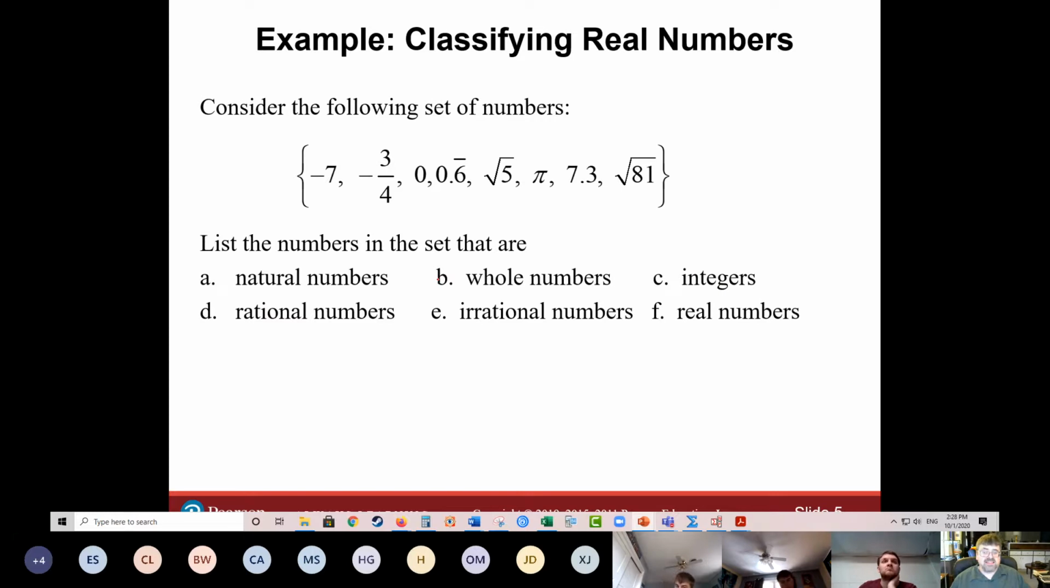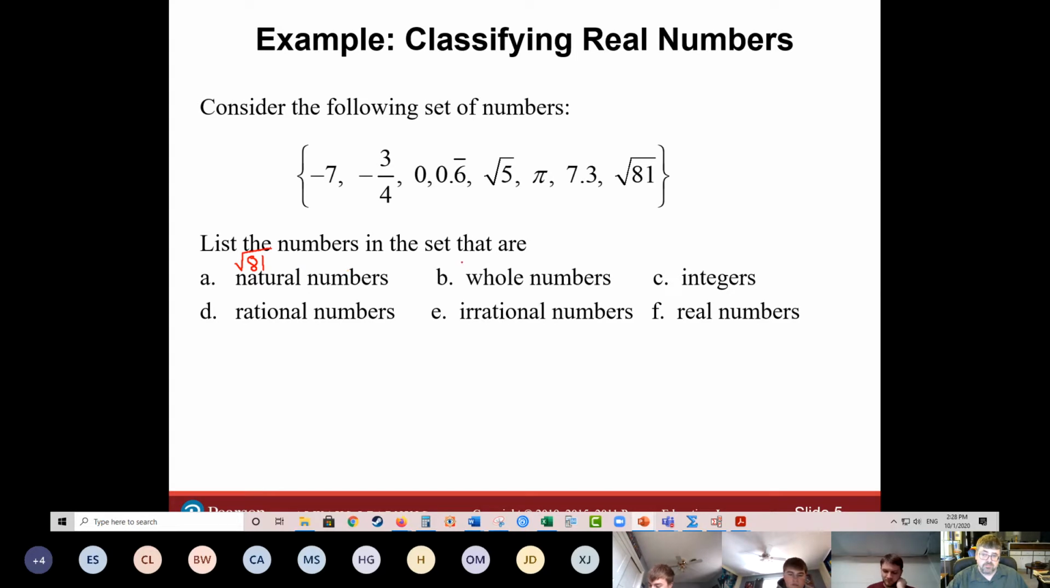So you might be asked to classify numbers as what sets they are part of. So here's one example of that. We're being asked to list the numbers in the set that are natural numbers, whole numbers, integers, rational numbers, irrational numbers, or real numbers. So let's do that. Sometimes they're going to try to trick you. This is one of those times. You might look at this list and say, I don't see any natural numbers, but there is one. The square root of 81 is a natural number because the square root of 81 is 9. And 9 is a natural number.